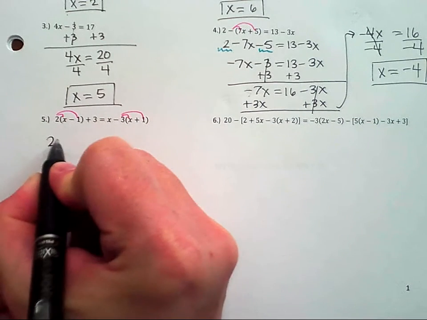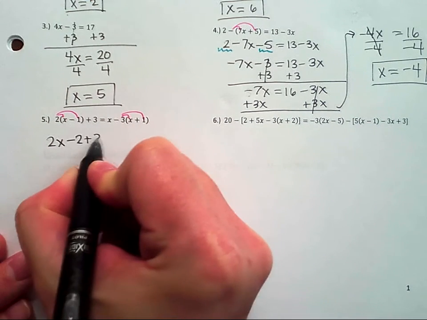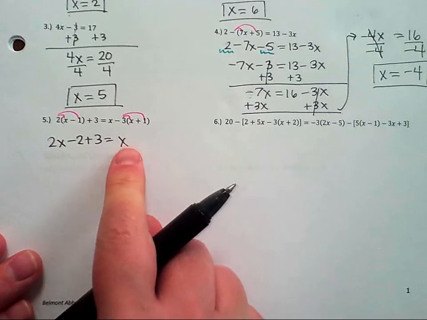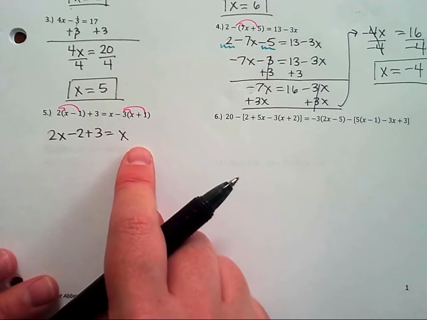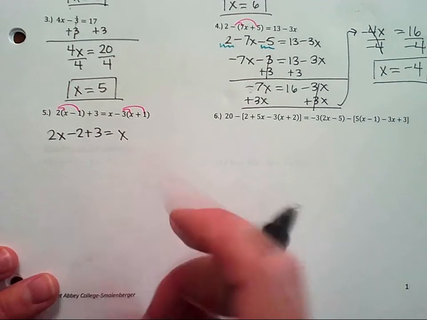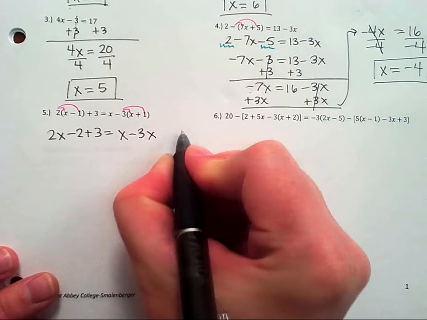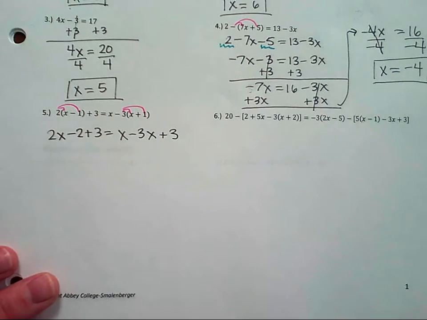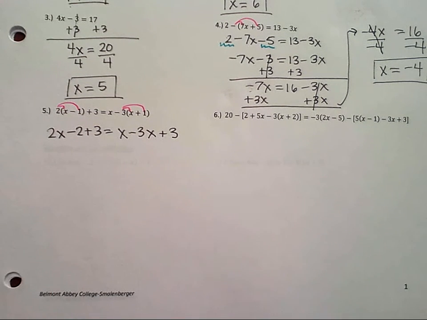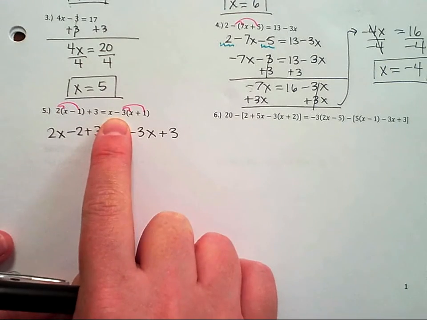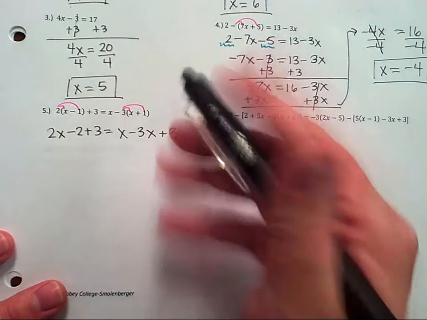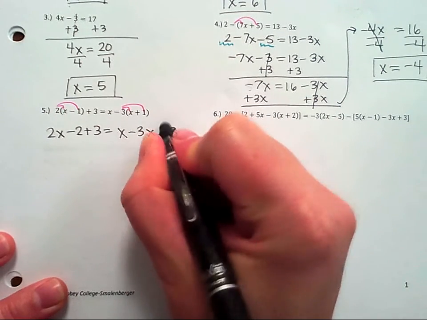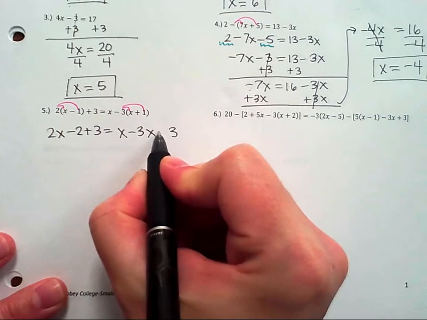So we have 2x minus 2 plus 3 equals x. Who can help me on the right-hand side? Negative 3x plus 3. What do you guys think? Minus 3 plus 3. What do you guys think? Why is it minus? Because I care about the negative on 3. Good. So this negative 3, you're distributing all of that, not just the 3.